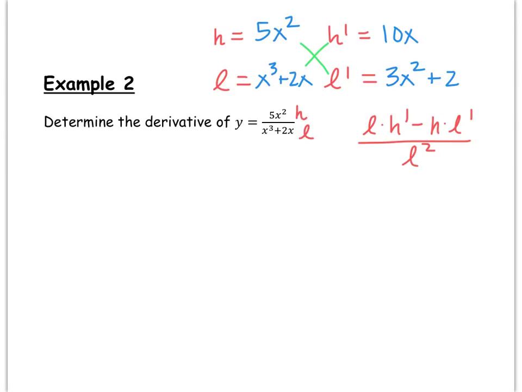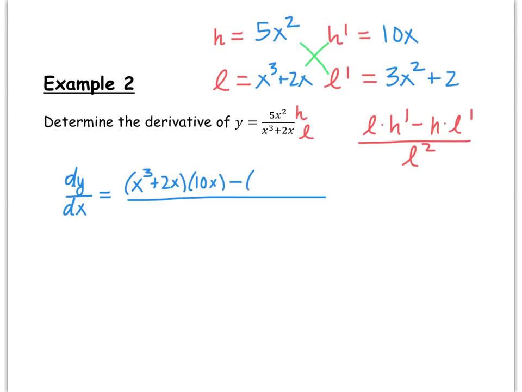So in this case, for the derivative of y, we could use y prime. I'm going to use dy dx just to mix it up, so we'll label the derivative as dy dx. And again, we'll piece it together. Low d high would be x cubed plus 2x multiplied by 10x, minus high d low would be 5x squared multiplied by 3x squared plus 2, all over low low, which is just that denominator squared, x cubed plus 2x quantity squared.